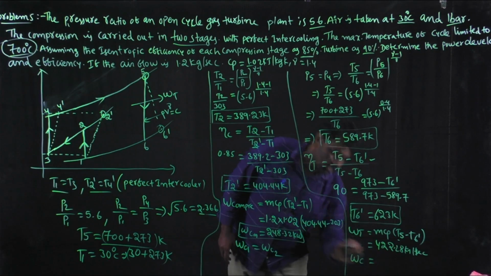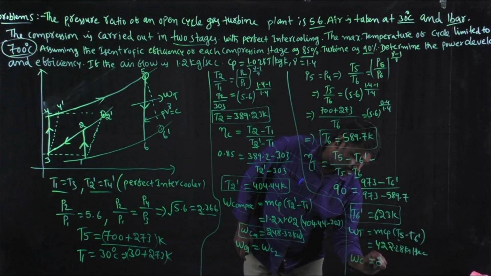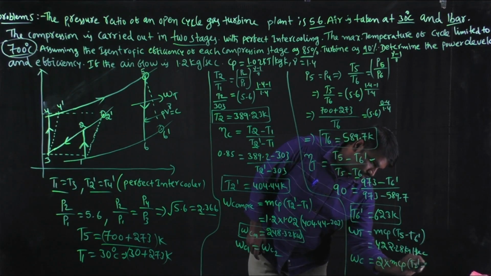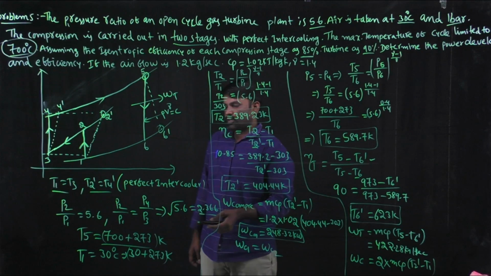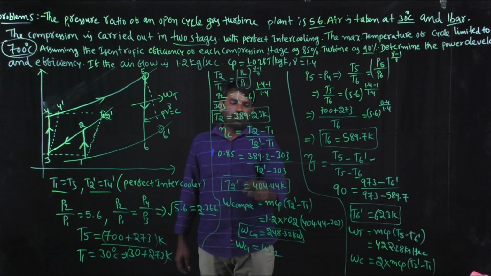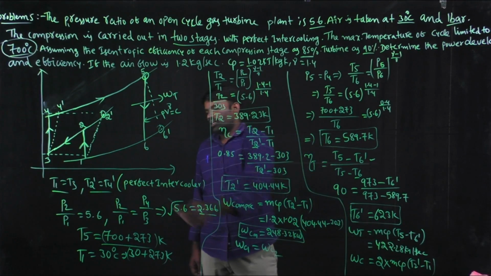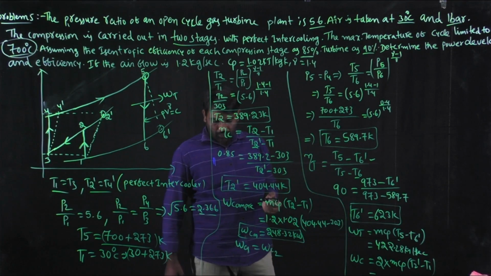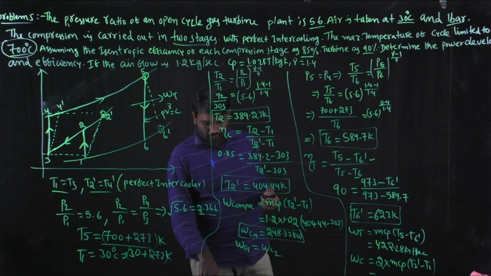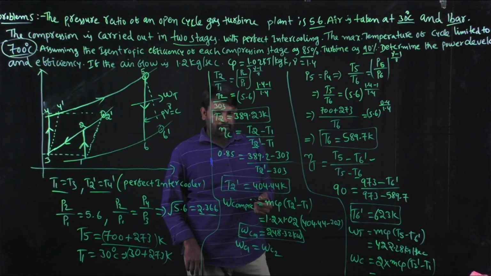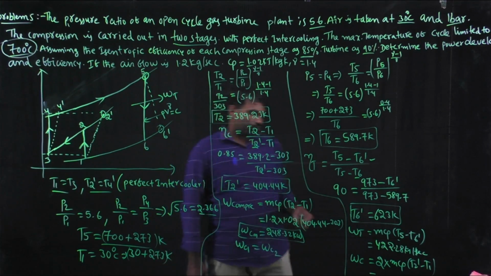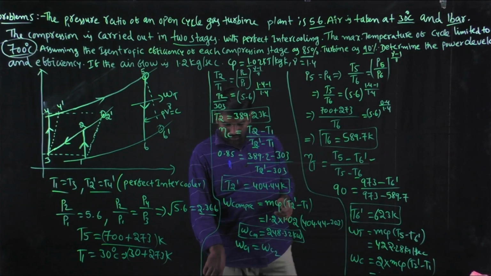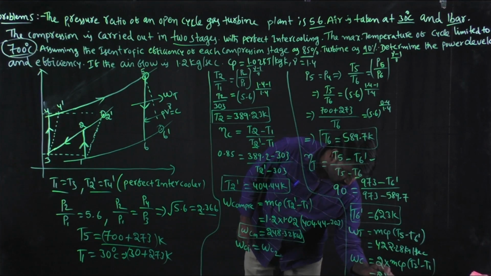Later compressor work, two stage compressor work, that means we have to multiply the compressor work with 2. So mCp into T2 dash minus T1. T2 dash value already we determined, that is 404.44, and T1 is equal to 303 Kelvin. Compressor work already we determined, I think here 248.32 into 2.